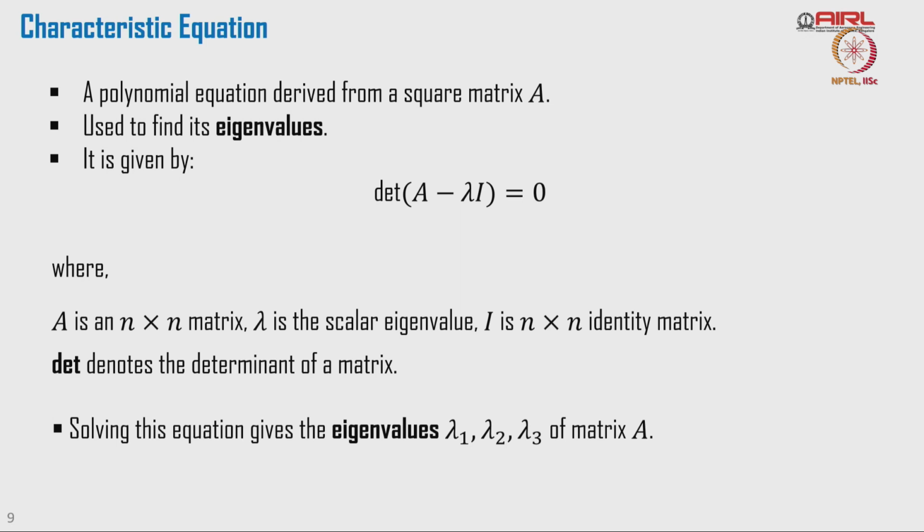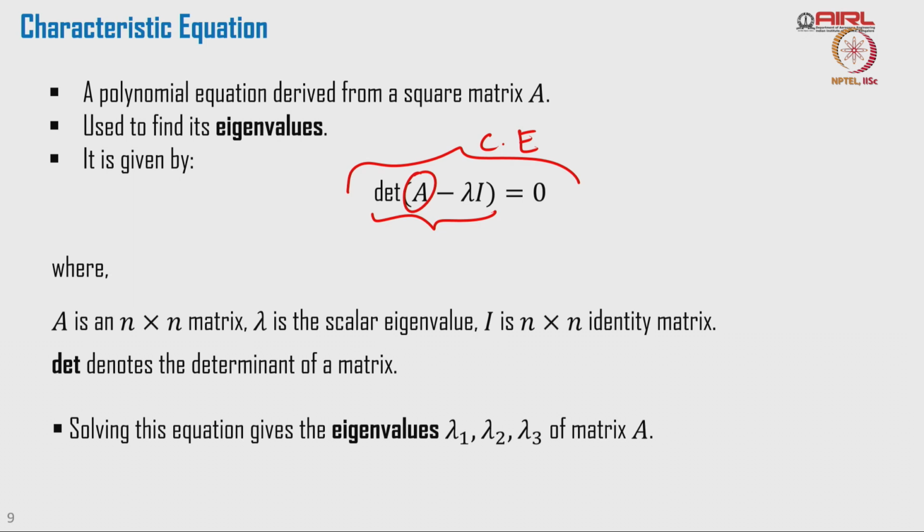Now let us talk about the characteristic equation. This holds a lot of significance in finding the eigenvalues and eigenvectors of a matrix. The characteristic equation is an equation where the characteristic polynomial is equated to 0. So simply put, this determinant of A minus lambda I is called the characteristic polynomial, and if we equate it to 0, this entire equation is called the characteristic equation, and this is used to find the eigenvalues of matrix A.